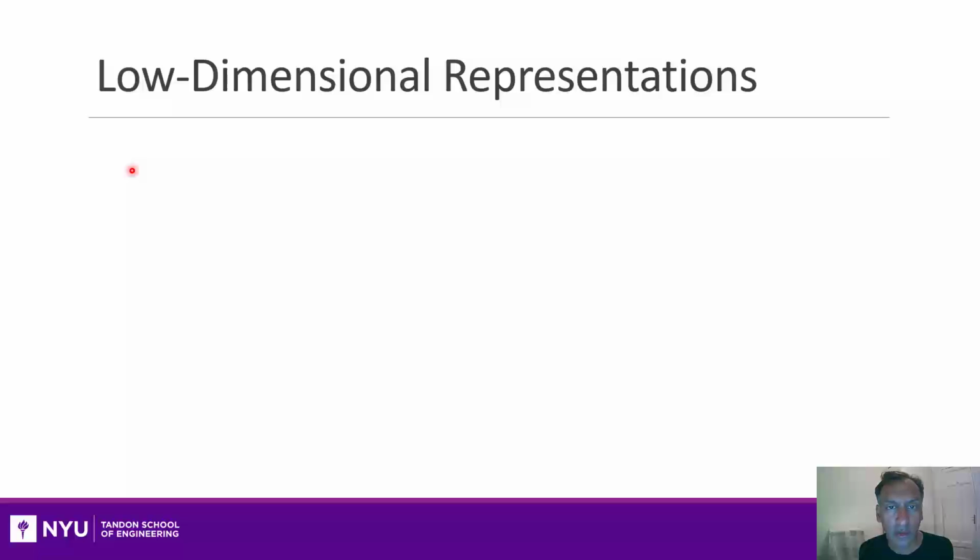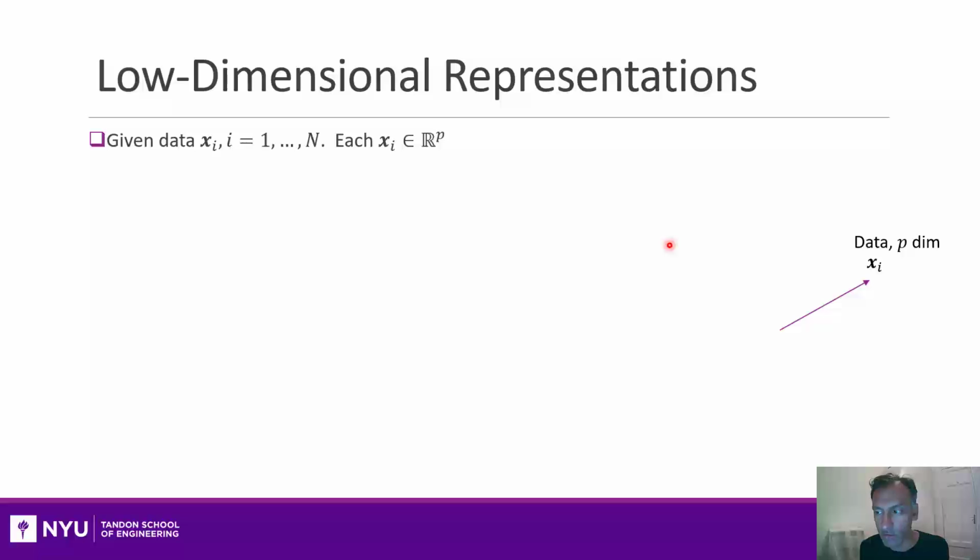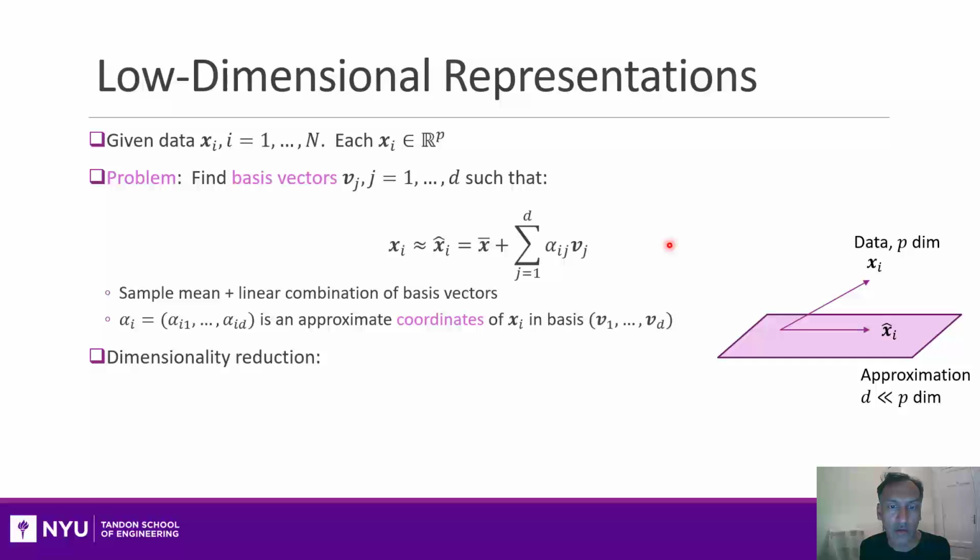So principal component analysis is really about finding low dimensional representations of data. So let me try to mathematically make that concept precise. So we have some data records xi, and each record has p features. So it's sitting in some p-dimensional space, which is potentially very large and too difficult to work in. So what we want to do is try to find some lower dimensional approximation of that.